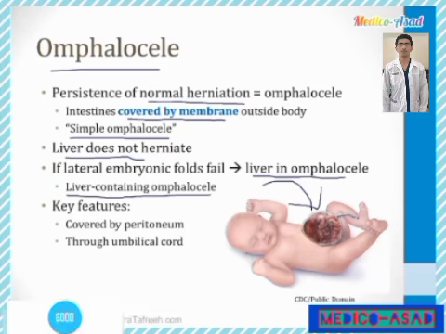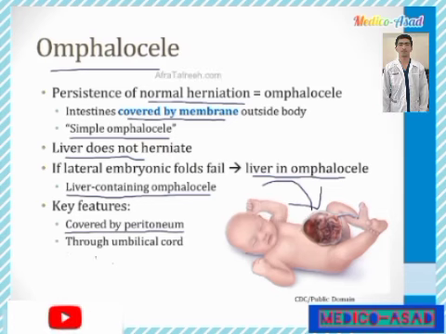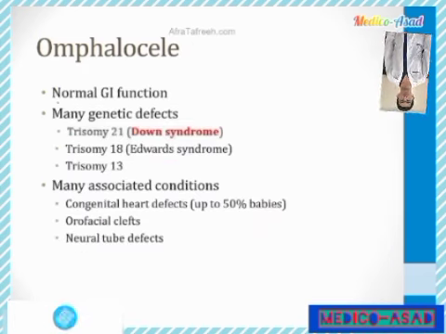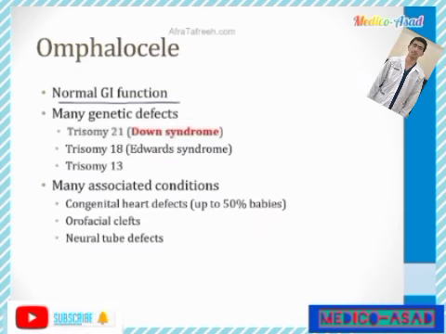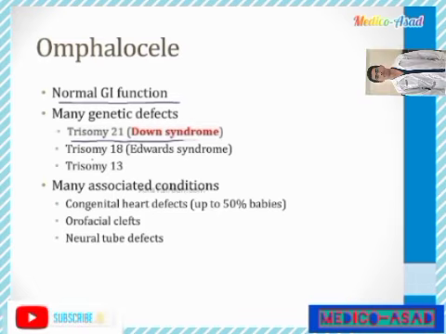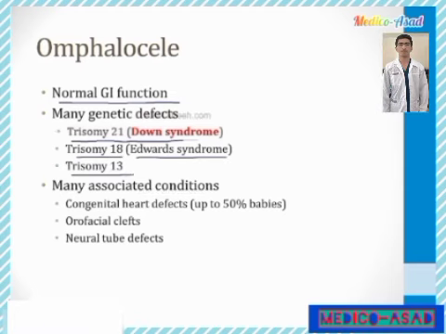The key features to know about, especially for step 1, are that the intestines in the midgut are covered by peritoneum, which distinguishes omphaloceles from gastroschisis, which we'll talk about in a minute, and also that it is through the umbilical cord. This feature also distinguishes omphaloceles from gastroschisis. Babies born with omphaloceles usually have normal GI function. Unfortunately, they often have an associated genetic defect. Trisomy 21 or Down syndrome is very common. So is trisomy 18, which is Edwards syndrome, and trisomy 13. And there are many other associated congenital abnormalities that babies with omphaloceles often have.